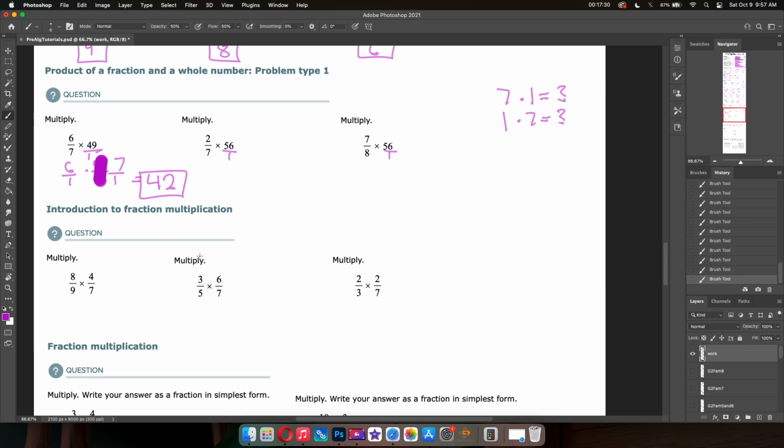Same thing again. I'm going to switch the 7 and the 1. So 2 over 1 times 56 over 7. What's 56 divided by 7? Fractions are division. So what's 56 divided by 7? 8. What's 2 times 8? 16. Over here, same thing again. I'm going to do my little bait and switch because I know that 56 and 8 can be divided. So that becomes 7 over 1 times 56 over 8. Fractions are division. What's 56 divided by 8? 7. So what's 7 times 7? 49.